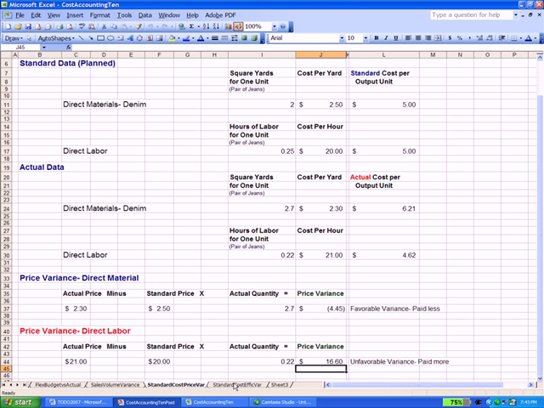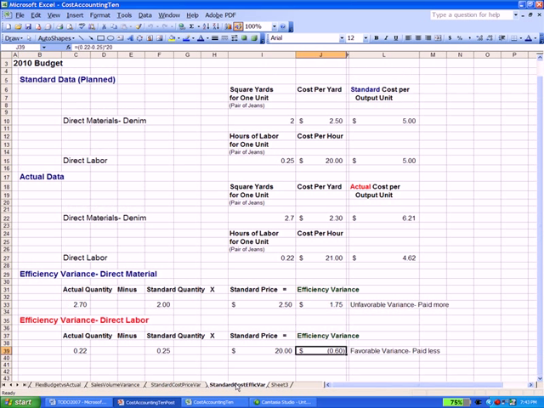Let's look at the example for efficiency. Same data, except now we're looking at the efficiency variance, which is how much stuff did you use compared to your plan, your standard. Looking at the material, the denim, we actually used 2.7 yards. We expected to use 2 yards. We multiply that by the standard price of 2.5. We have an unfavorable variance because the quantity that we used was so much higher. Unfavorable, we paid more.